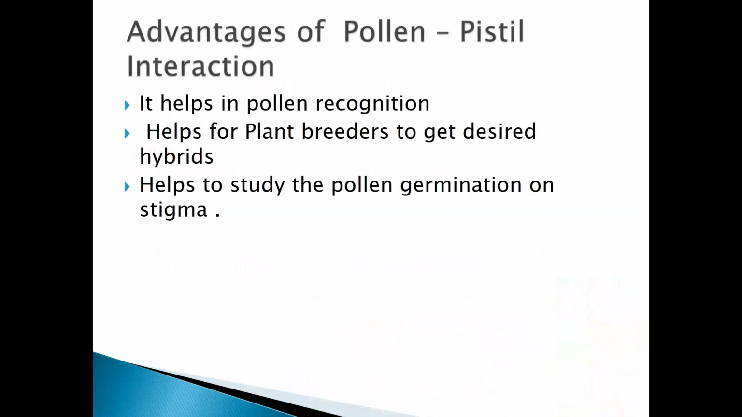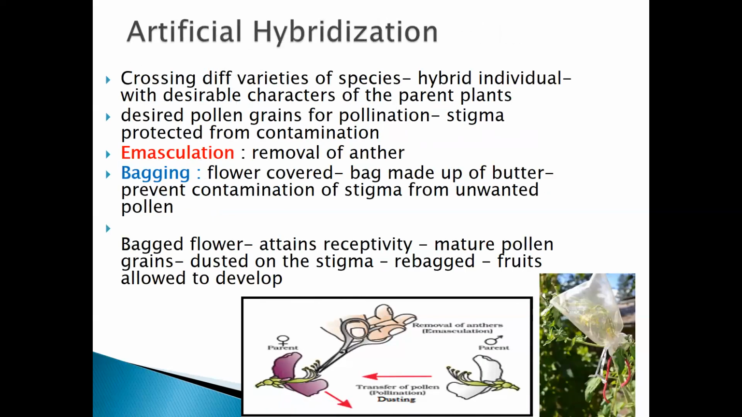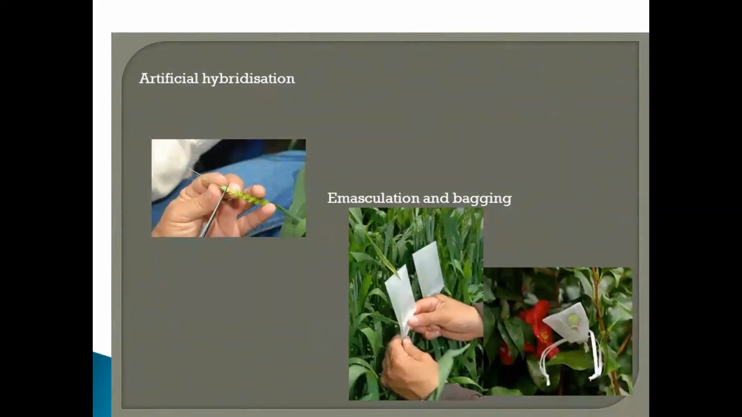So this is about the advantages of pollen-pistil interaction. Next, coming to artificial hybridization. Just now I had told you about it. What is this artificial hybridization? Before going to all this explanation, let me give you one overview.